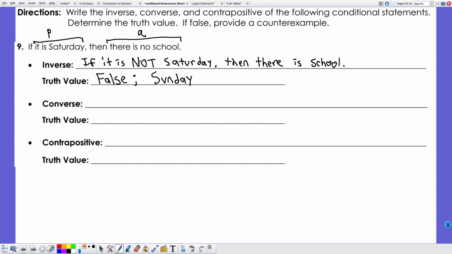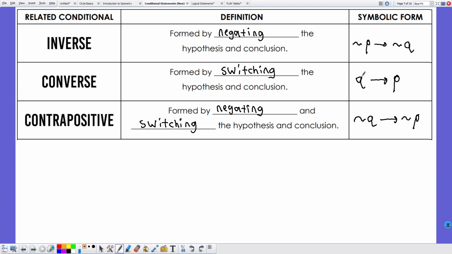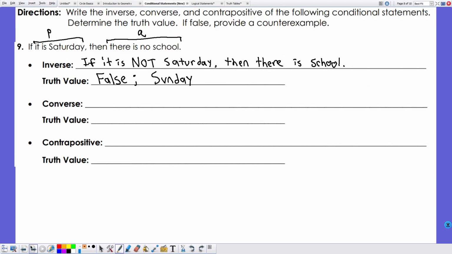All right, with that done, let's do the converse, where we switch the position of the hypothesis and conclusion. Symbolically, you can recall it's if Q, then P. So we're going to start with the conclusion Q. If there is no school, then we'll use the statement P: it is Saturday.